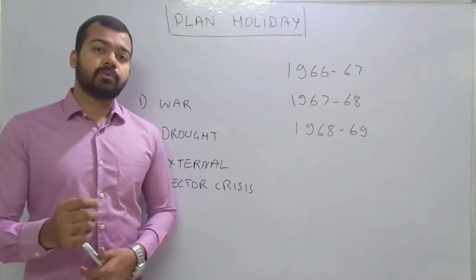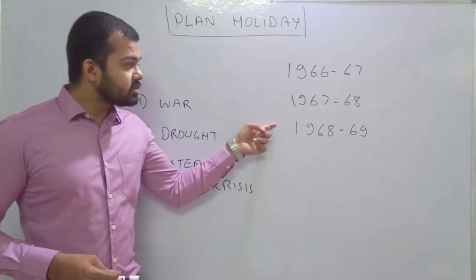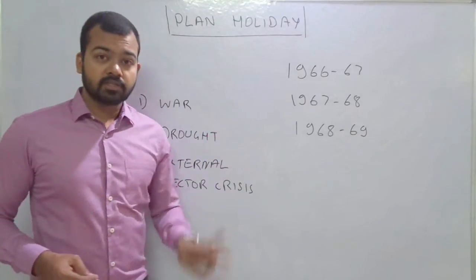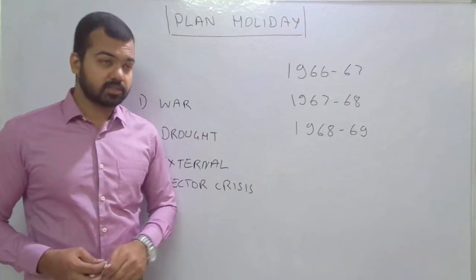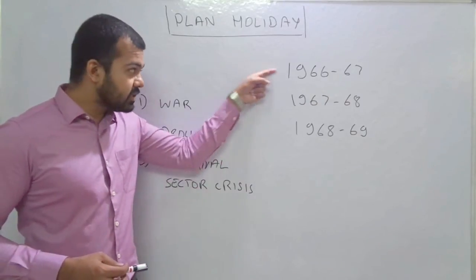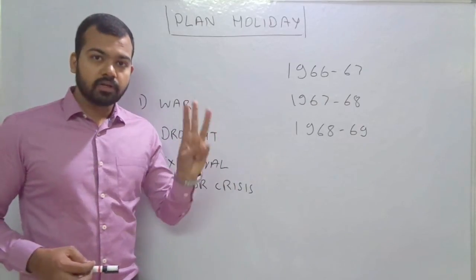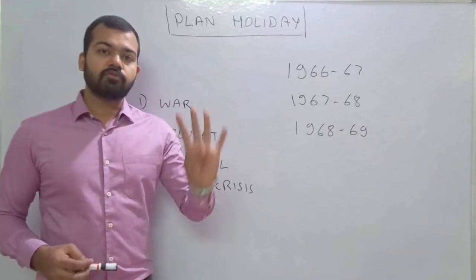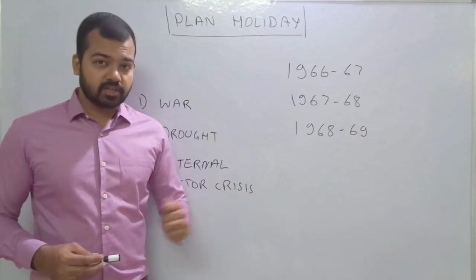Now understand the important point: these 3 years are not a five-year plan, these are yearly plans for the next 3 years. This is not a 3-year plan, it is yearly plans for 3 years. In the year 1969, we introduced the fourth five-year plan, which we'll discuss in the next lecture.